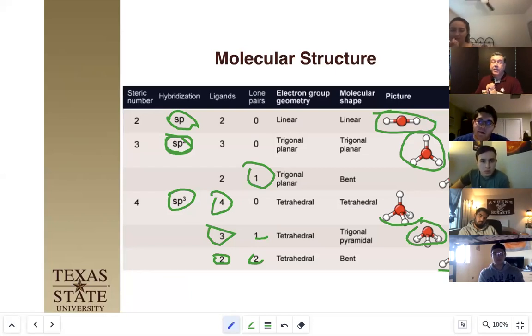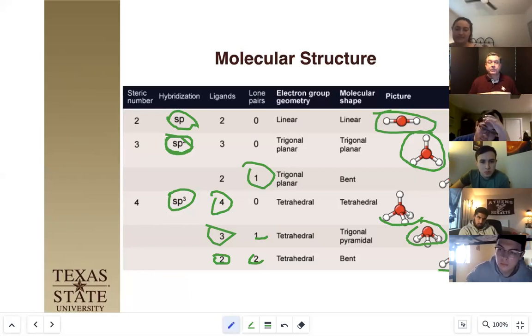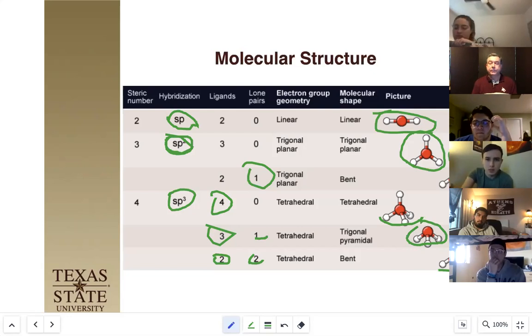Great question. If you're not sure, draw your Lewis dot structure. The Lewis dot structure will show you that you have a lone pair there. That way you can double check your work, and by drawing your Lewis dot structure, you will see the lone pairs, whether they are there or not. Okay? Thank you.